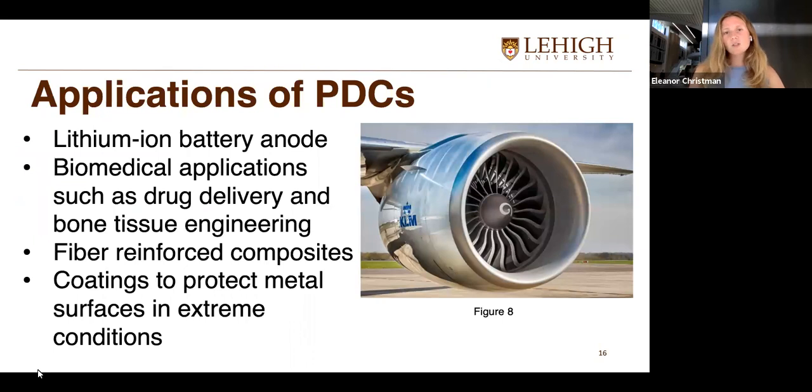And then we have some applications of polymer-derived ceramics, which would be for lithium-ion battery anodes. There are some biomedical applications, such as drug delivery and bone tissue engineering. You can also create fiber-reinforced composites and different coatings to protect metal surfaces in extreme conditions. I'm just going to quickly point to the jet engine. You could make a ceramic matrix composite material, which could go inside here to improve the efficiency of this engine, because ceramics can reach such high temperatures. So I think that's a really important application of polymer-derived ceramics.